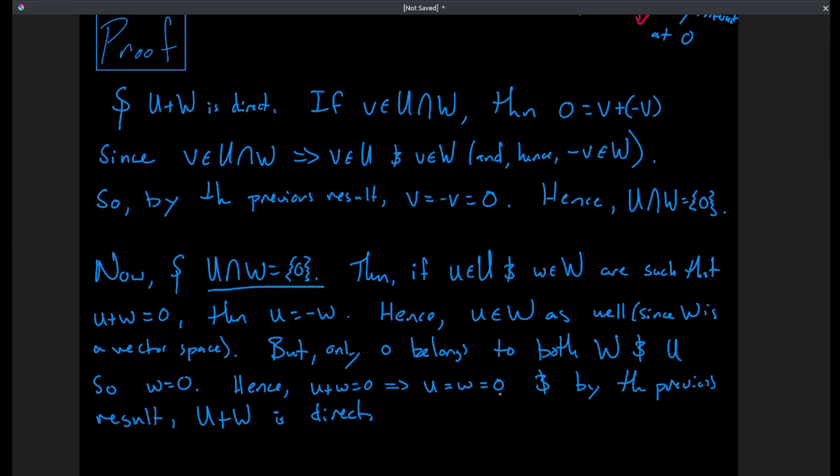Well, wait. We've just said that if u plus w is equal to 0, then u is equal to minus w, and both are equal to 0. That is, the only way to write 0 is as 0 plus 0, and so by the previous result, U plus W is a direct sum.